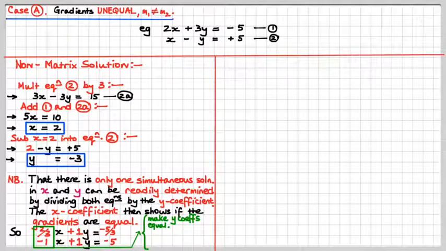Okay? So that's a little summary there in green. Make the y coefficients equal. If the x coefficients are different, then M1 is different from M2 and there's only one solution. Got it? Good show. Let's keep going.